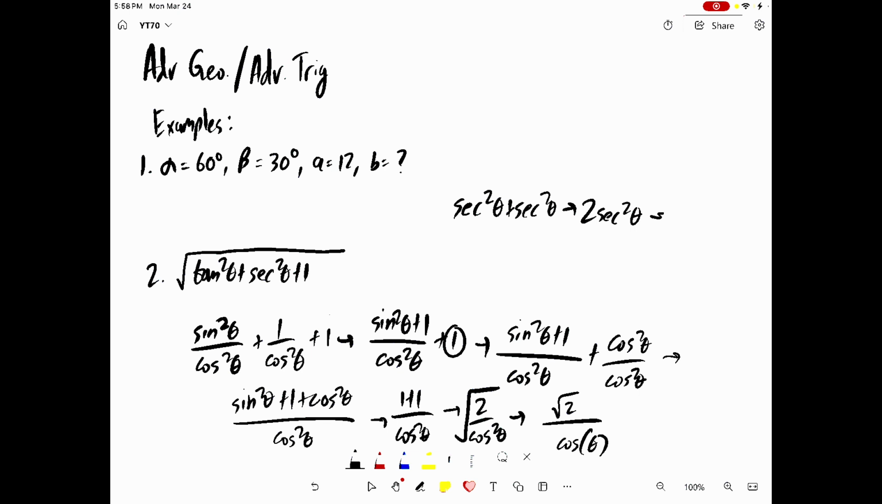Now, what you have to do is after you take the square root, this becomes the square root of 2 secant theta, which is the same answer as the square root of 2 over cosine theta.